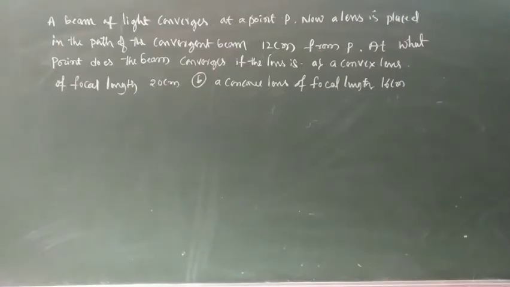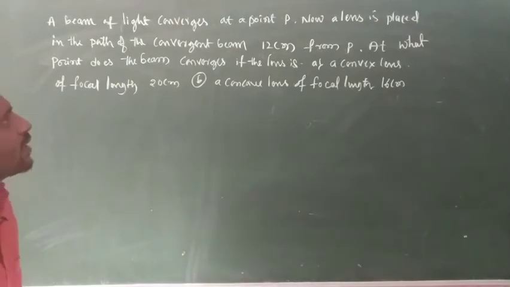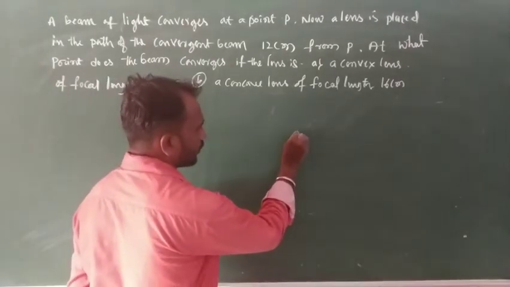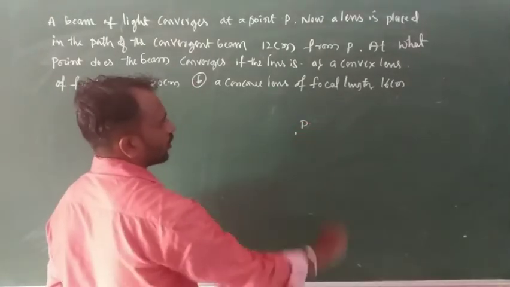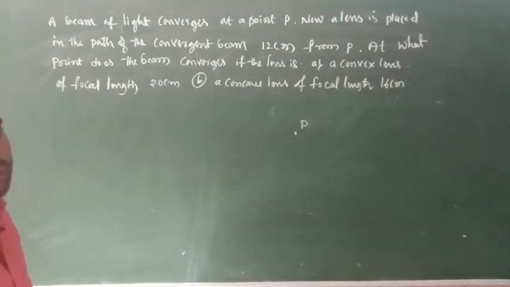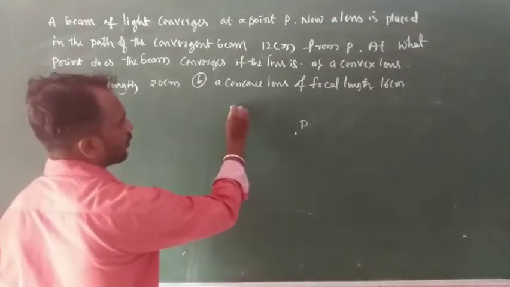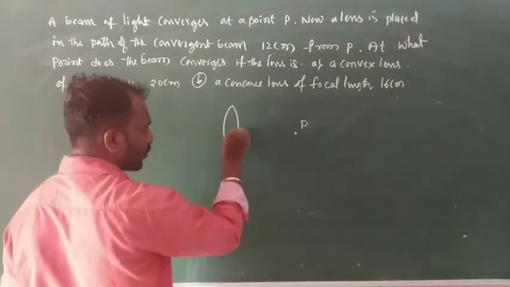Okay, dear students, next problem. This one is homework. A beam of light converges at a point P. Now a lens is placed in the path of the convergent beam 12 centimeter from P. Okay, so this one is the point P, and here we consider a convex lens placed at a particular distance from P.